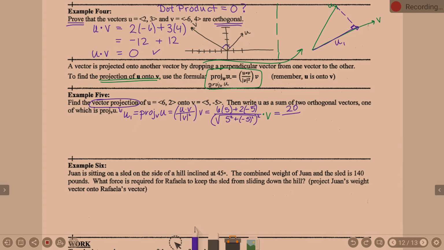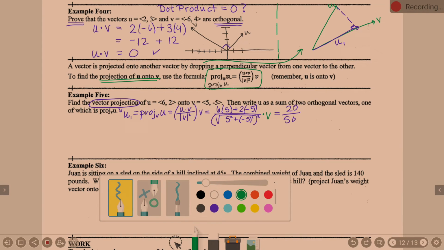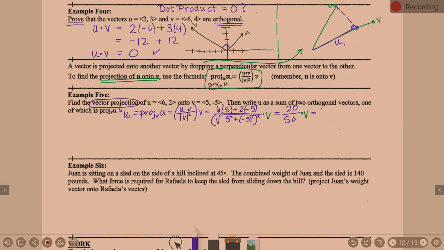Square root of 5 squared plus negative 5 squared, and then quantity squared. 50. Right? 25 plus 25, 50. Square root of 50 squared takes us to 50. So officially we have 20 over 50 times v. What do you know about 20 over 50? It reduces to 2 over 5. Now, times v. What is v? It is the vector 5, negative 5.